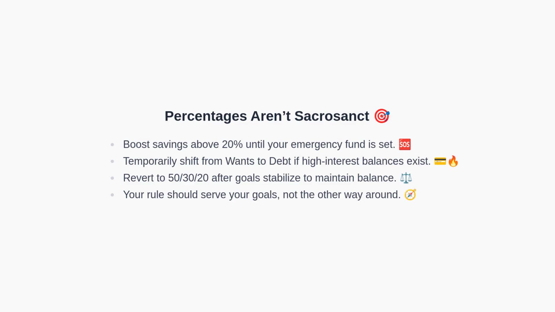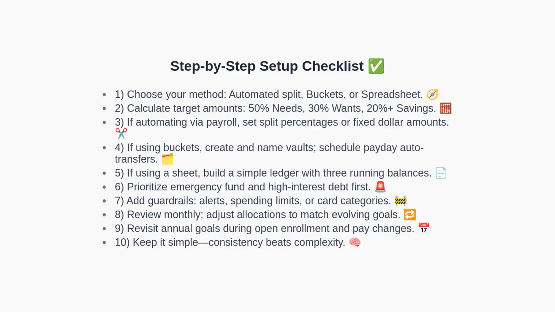Next, let's turn this into an actionable setup plan. Here is your setup checklist. First, choose the method that best fits your habits and banking setup. Next, calculate your category amounts. If your employer supports it, set payroll splits by percent or fixed dollars. If you prefer buckets, create labeled vaults and schedule automatic transfers on payday. If you like flexibility, build a simple spreadsheet with 3 running balances.